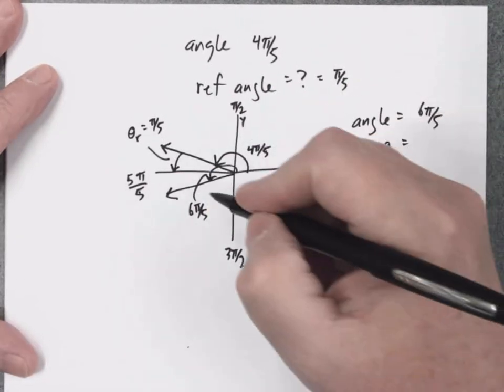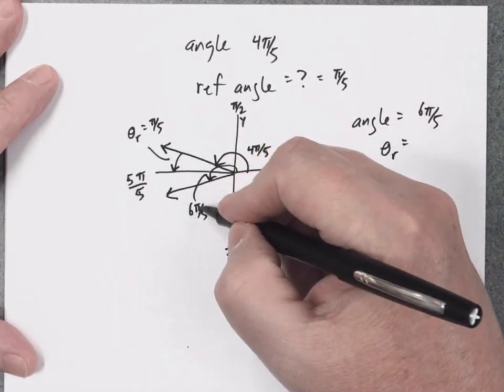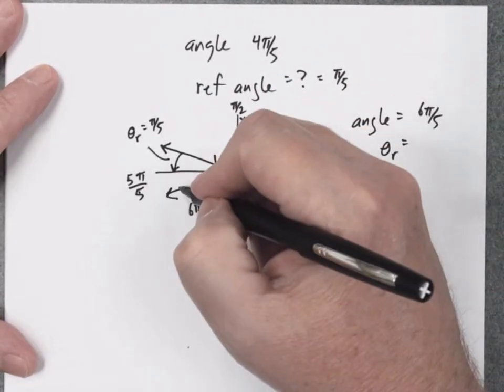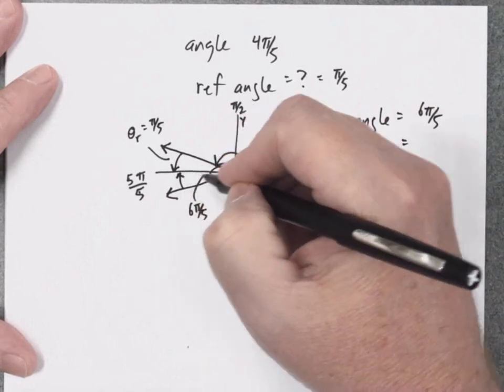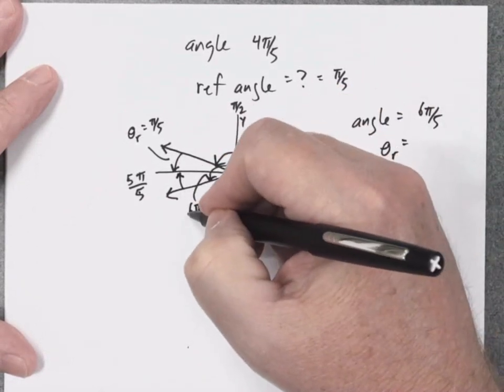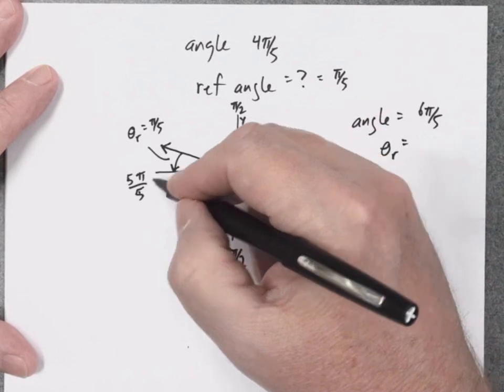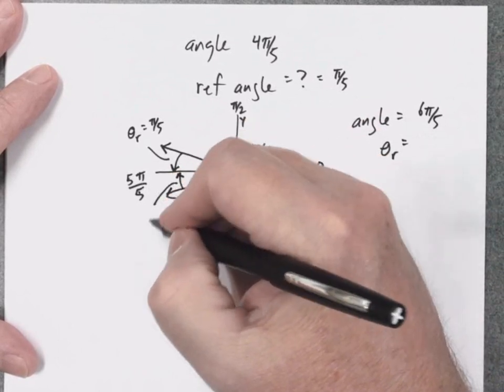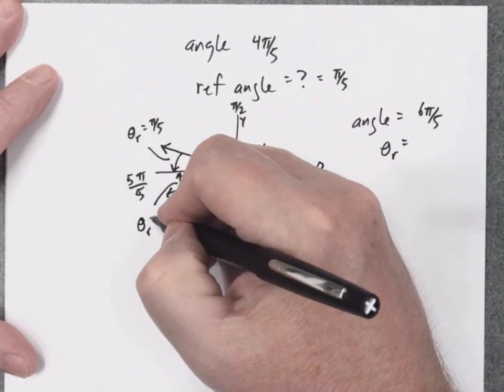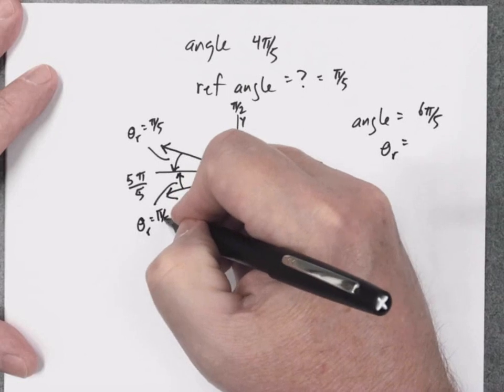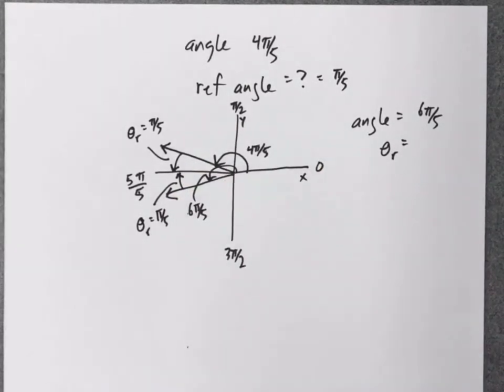So my reference angle, I don't want to go all the way back to the positive x-axis. I want to go here to the negative x-axis. And now you say 6 pi over 5 minus 5 pi over 5 gives this reference angle, which is going to be pi over 5.